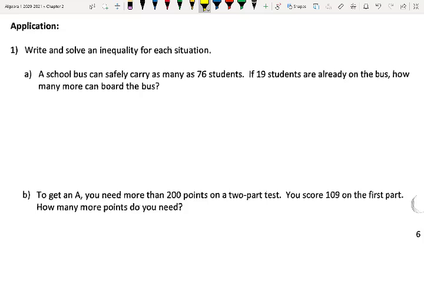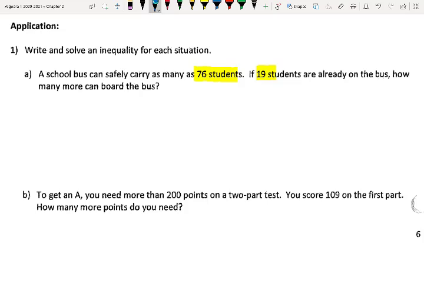So in this case, a school bus can safely carry as many as 76 students. If there are 19 students already on the bus, how many more can board the bus? So we see I've got two important numbers here, 76 students and 19 students. So in this case, the scenario that we're modeling is students on a bus versus the capacity of that bus. Those are going to be the two sides of my inequality here.